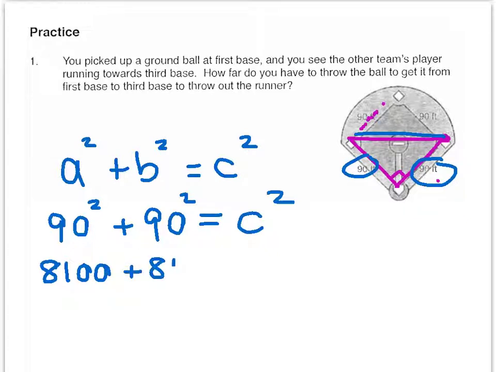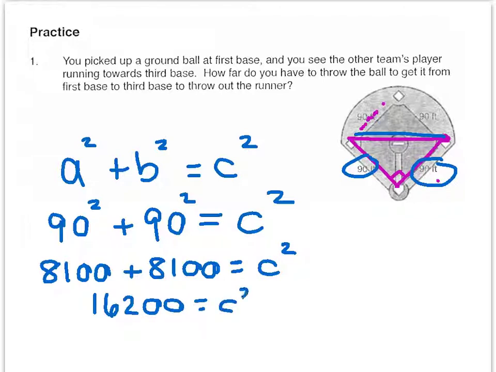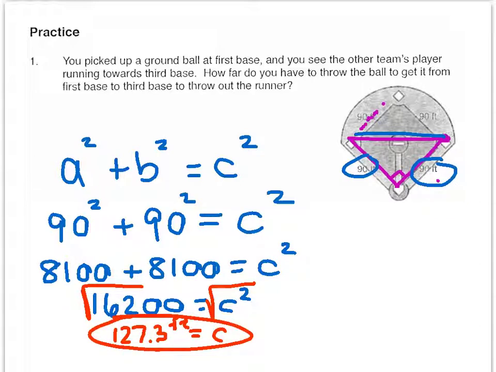8,100 plus 8,100 equals c squared. Can I add those two 8,100s? Yes, and I get 16,200 equals c squared. At this point, we take the square root, because you take a square root to get rid of a squared, and the square root of 16,200 is what, Sarah? 127.3, and it would be feet, okay, which is the length of your throw from third to first base.